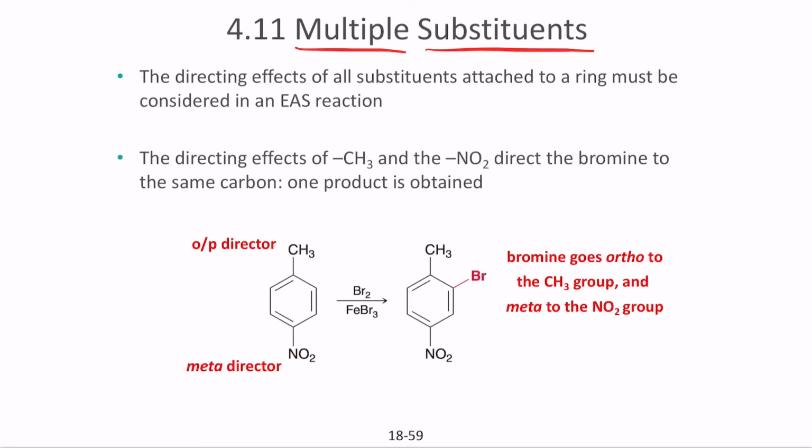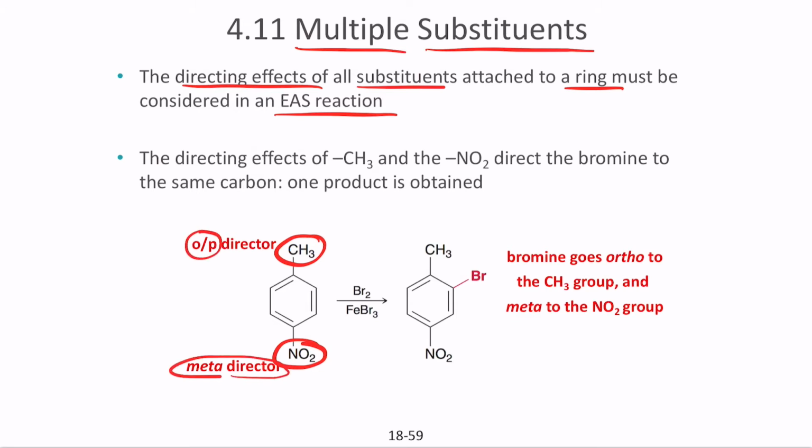So next, let's talk about multiple substituents. The directing effects of all the substituents attached to the ring must be considered in electrophilic aromatic substitution. For example, in this structure, notice that there is a CH3 group and an NO2 group. The CH3 group is an ortho-para directing group and the NO2 group is a meta-directing group. If it wants to be in the para position, there is no para position, so para is gone. The only one left now is the ortho position. If you look at the two ortho positions, it can be either here or here.